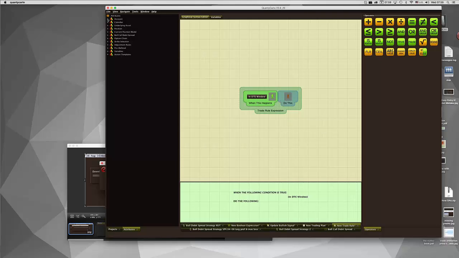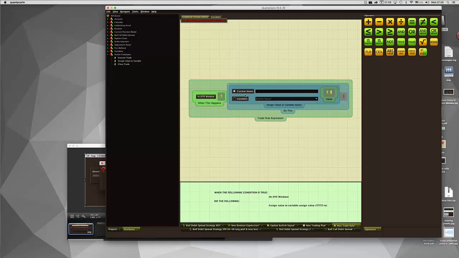Then what is the action we want to do? Well, go down here to action templates. We want to assign a value to a variable. So I'm dragging this over, and now I've got this assign value to a variable. I know the name of the variable that I want, because I've already defined it, and I've got my trading plan open. It already sees the bullish signal there, so it's pre-selected for me. The only question is, what value do I assign?